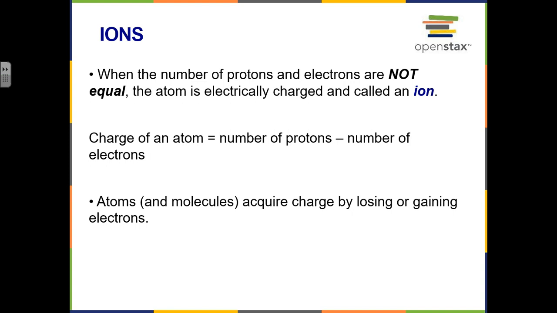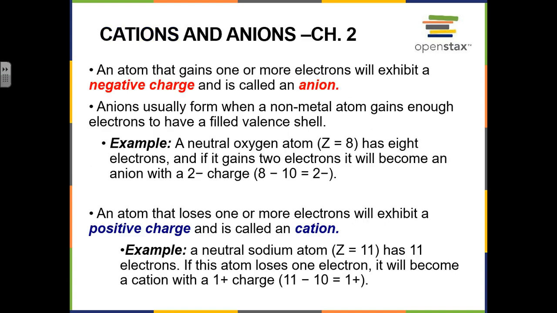So, the charge of an atom is equal to the number of protons minus the number of electrons. And so, since the number of electrons can change, that's going to impact the charge of that atom. Now, atoms and molecules acquire charge by either losing or gaining electrons, and we'll look specifically at the formation of ions by losing and gaining a little bit later, but let's just talk about the types of ions that exist, because we mentioned that electrons can be lost or gained.